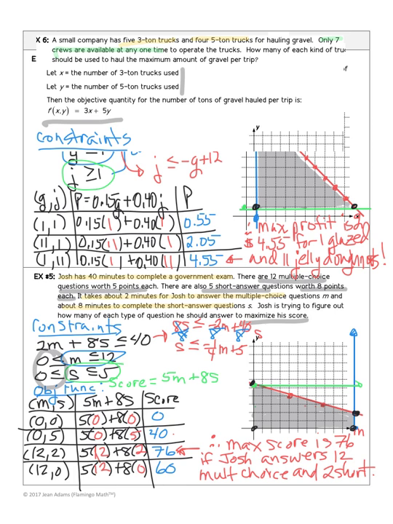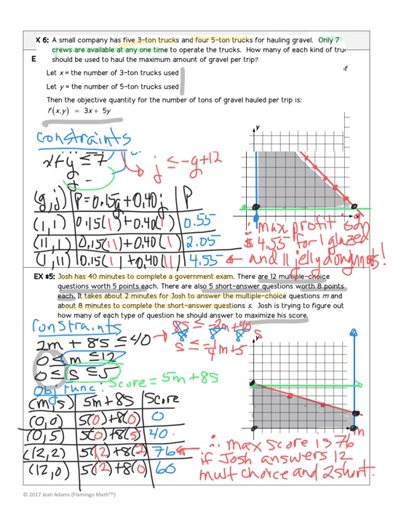Our first constraint is the one I've already highlighted, right here: only 7 crews are available at any one time. So if there are 7 crews, for the number of trucks hauling the gravel, we can only have a total of 7 trucks or less. So this number plus this number has to be less than or equal to 7, because you don't have enough drivers. So that's our first constraint: X plus Y has to be less than or equal to 7.